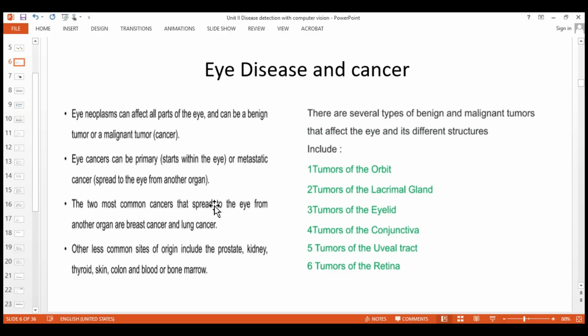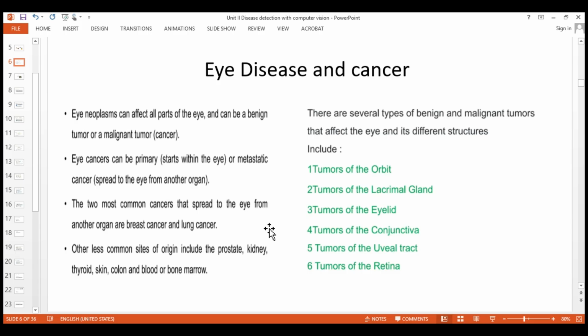Common cancers can spread to the eye from another organ, like breast cancer or lung cancer. That is, a patient affected with breast cancer or lung cancer can also have cancer in the eye. The less common sites of origin include kidney, thyroid, skin, colon, and blood cancer or bone marrow cancer patients. Normally, the cancer doesn't spread to the eye.